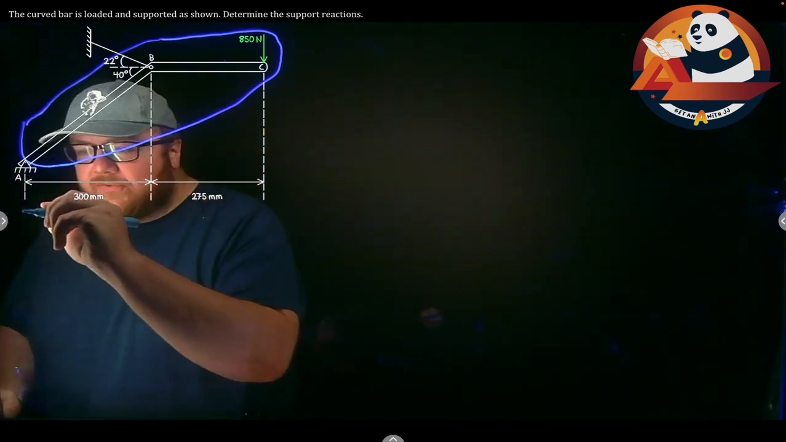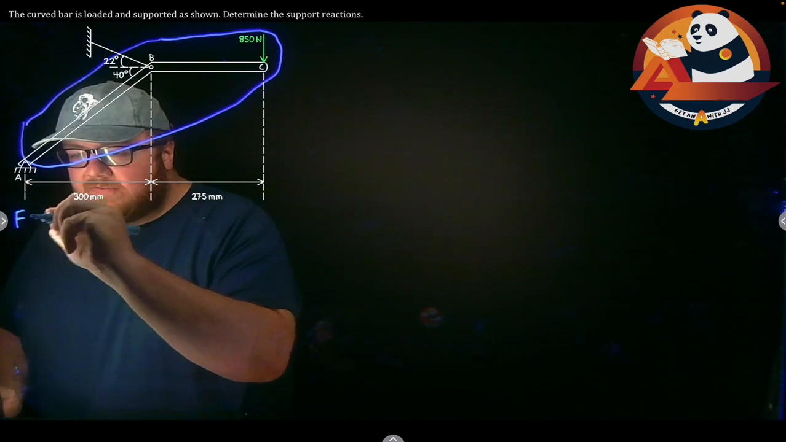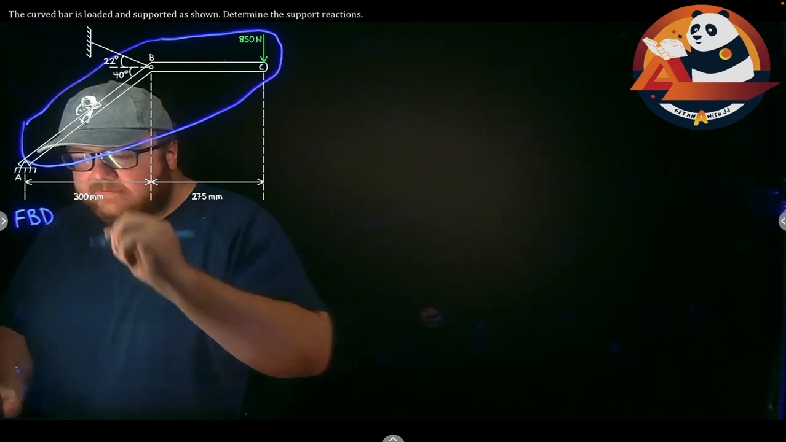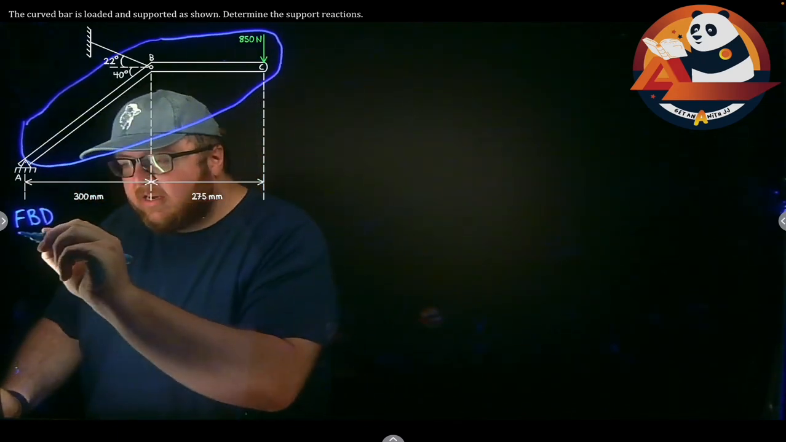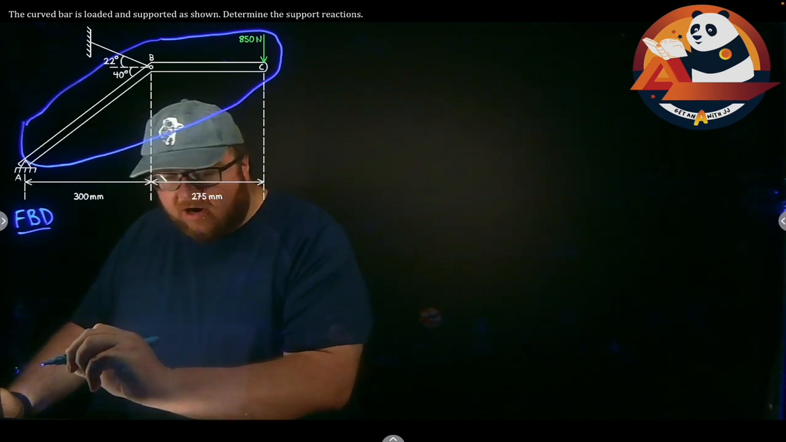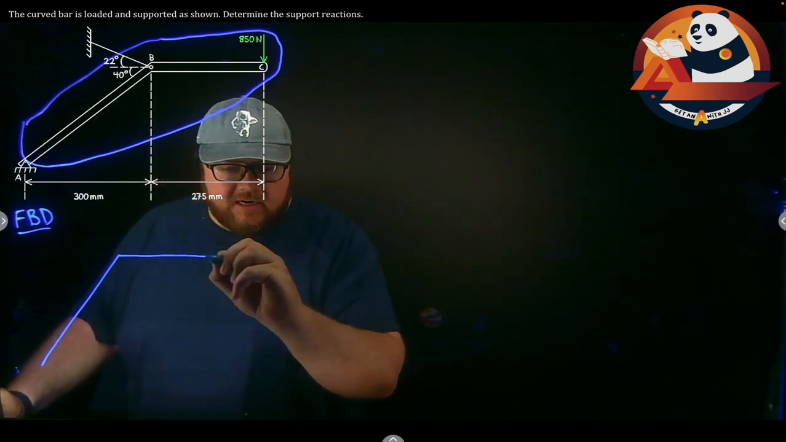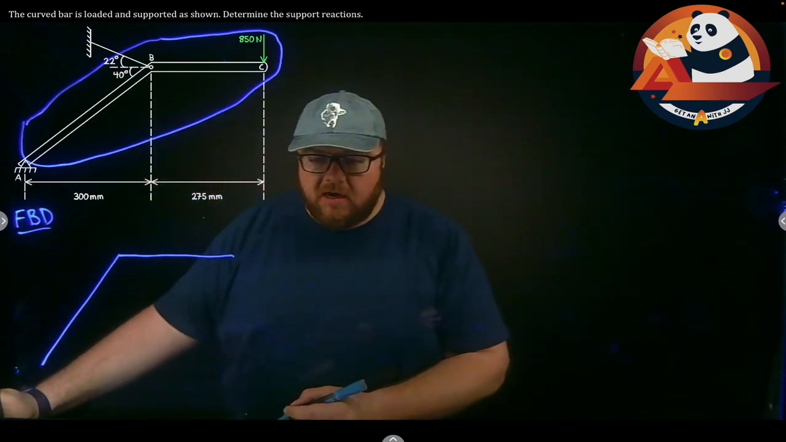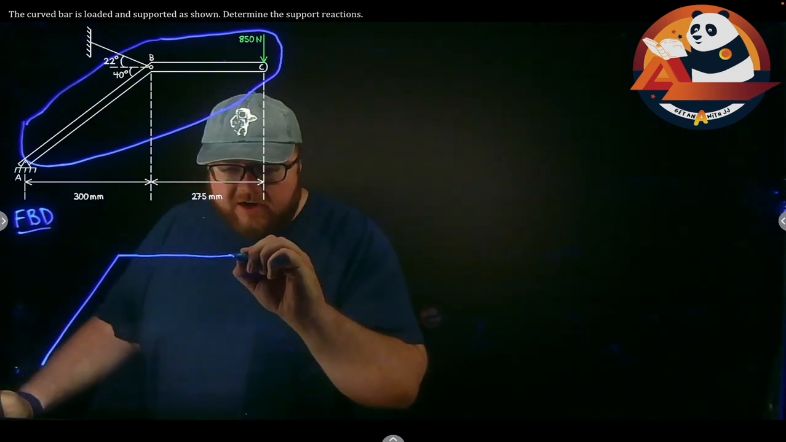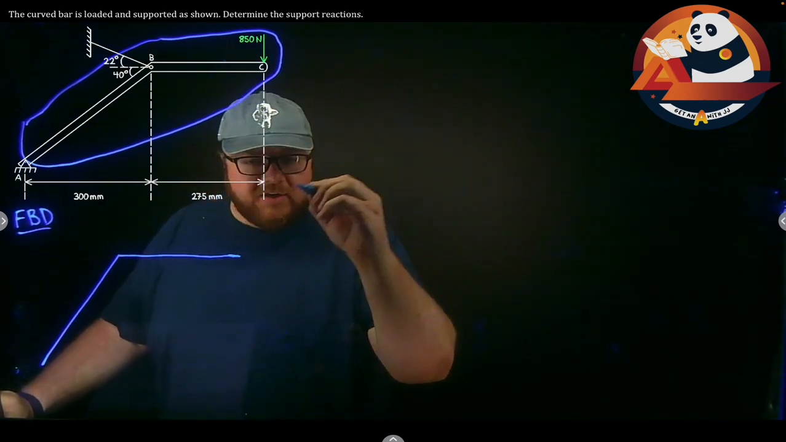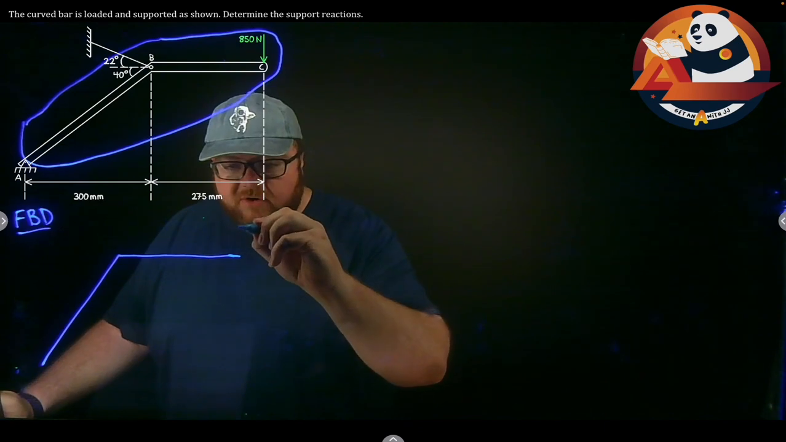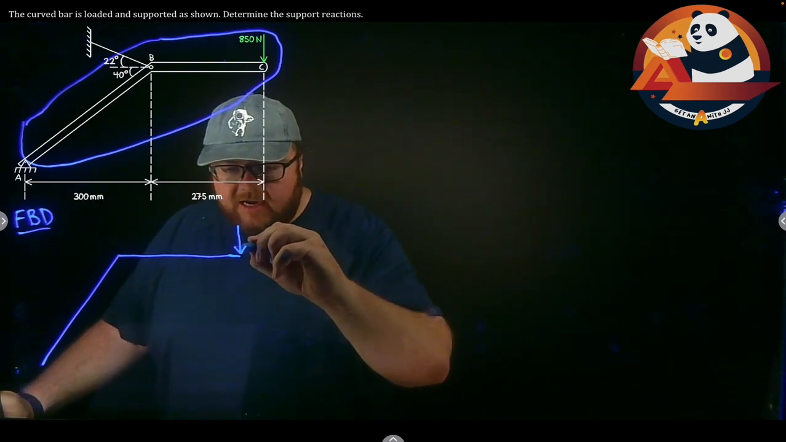So let's come down and draw our free body diagram as our first step, FBD. We should have in here just our curved bar, so we get something kind of like this. I know at the top right corner there's an 850 newton force coming straight down.